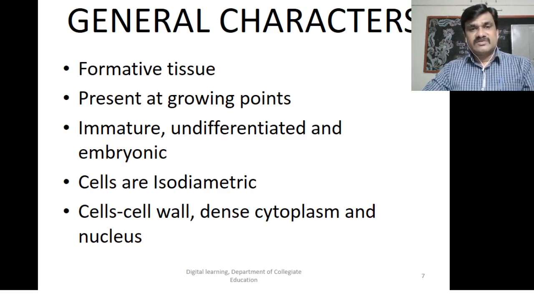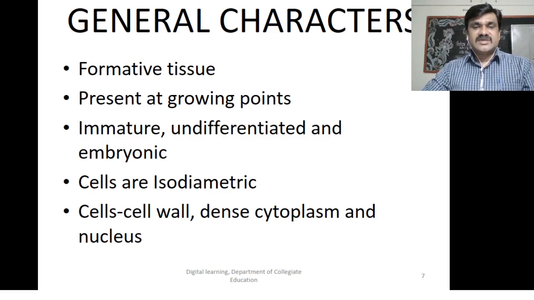Meristem is also called formative tissue because it is involved in the formation of tissues. Then these meristems are present at growing points. Meristems are composed of immature, undifferentiated and embryonic cells. Then the cells are isodiametric. The shape varies considerably, from oval or polygonal or rectangular, whatever it may be. And the cells are compactly arranged without intercellular spaces.